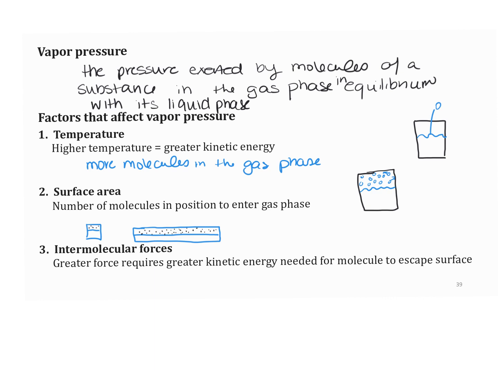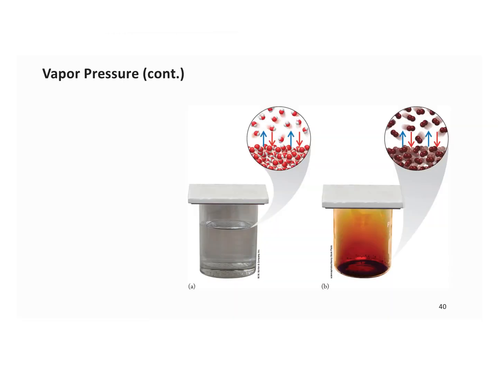Then you have intermolecular forces. As the intermolecular forces increase, there's more kinetic energy or a higher temperature required to overcome those forces and evaporate from the liquid phase. So greater force requires greater kinetic energy, which we talk about as temperature, for the molecule to escape the surface. So let's look at some examples here.